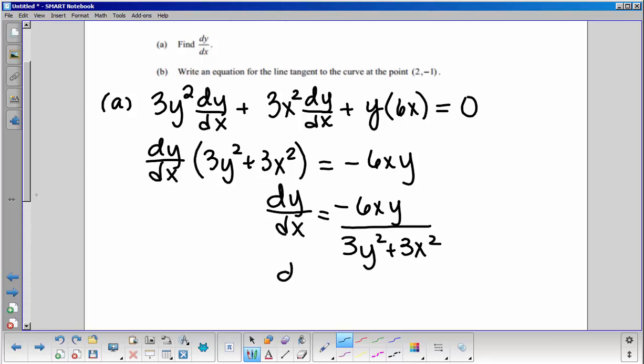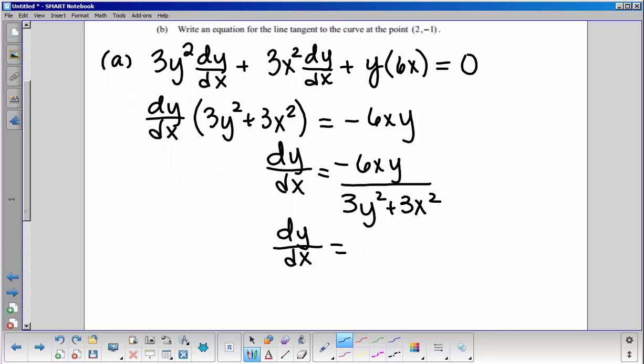And we can reduce this, can't we, if we divide every piece of the equation by 3? What would it look like? Negative 2xy over y squared plus x squared.